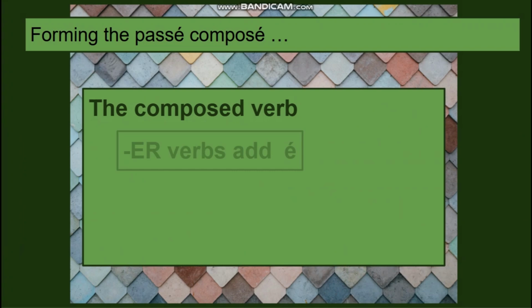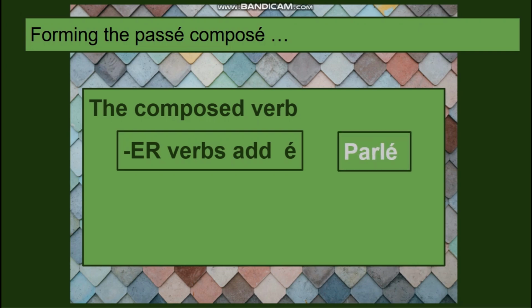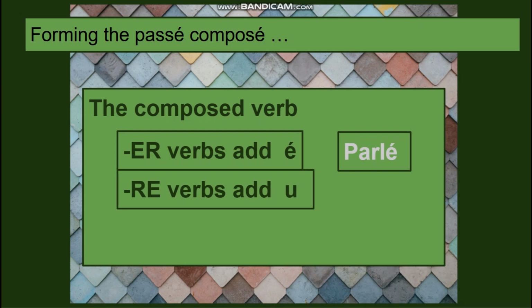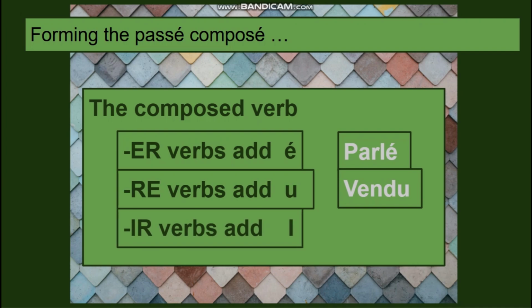The second part is a past participle. And the way that we make that is we take the ER off of ER verbs and add an accented E to make parlé. Then we take the RE off of RE verbs and we add U to make vendu. Then we take the IR off of IR verbs and we add I to make fini.